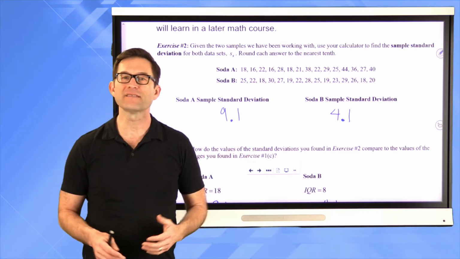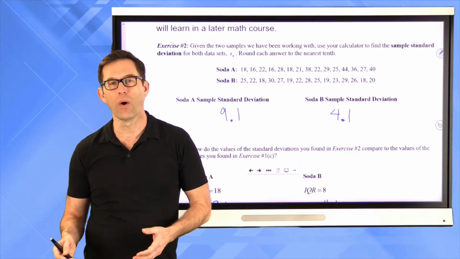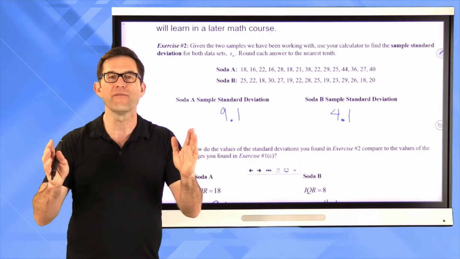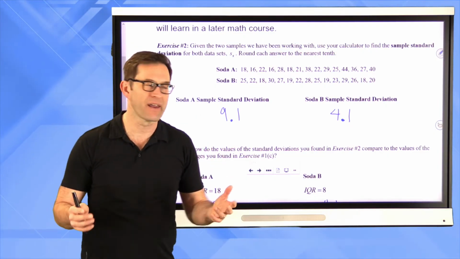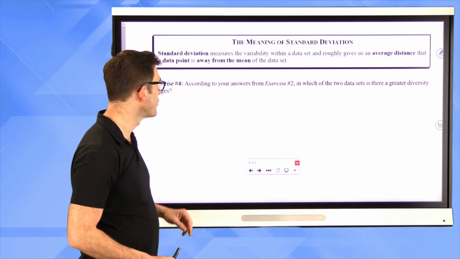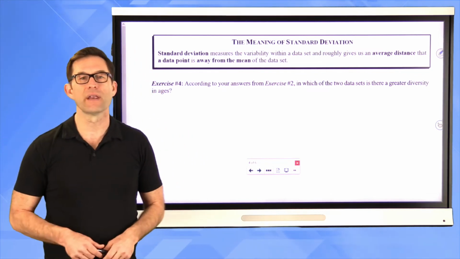And therefore, it kind of makes sense that it's half of the IQR, because the IQR is the spread of that middle 50%. So it kind of makes sense that that might be the average distance. Now let's take a look at exercise number 4.